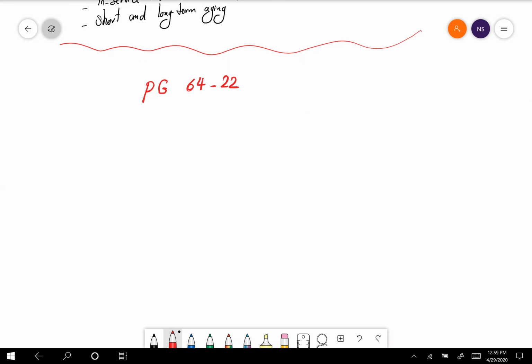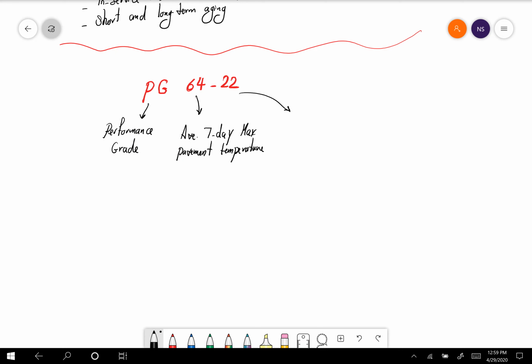The first number is the average 7-day maximum temperature of the asphalt, so 7-day maximum pavement temperature. And the second number is the minimum pavement temperature. That's why we read it as 64 negative 22.